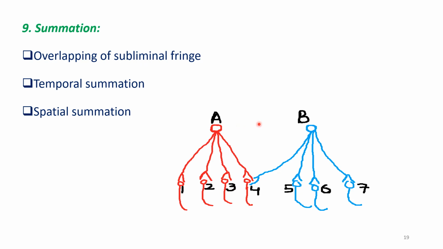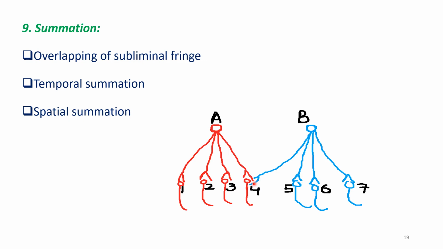Let us take an example of these two afferent neurons A and B, and their excitatory connections, where they are innervating the other neurons. Neurons 1, 2, 3 are being innervated by A, and 5, 6, 7 are being innervated by B. The fourth neuron is being innervated by both A and B, and they share the subliminal fringe. If we stimulate A, we will get a response of only 3 neurons. If we stimulate B, again a response of 3 neurons, 5, 6, 7. But the fourth neuron will not be stimulated by B or by A separately, so it will be in a facilitated zone.